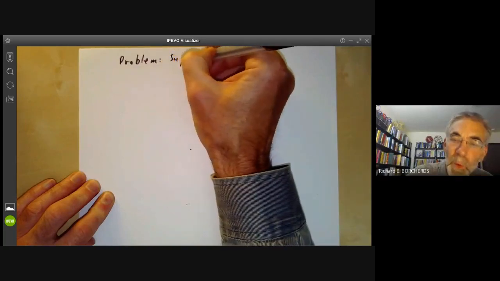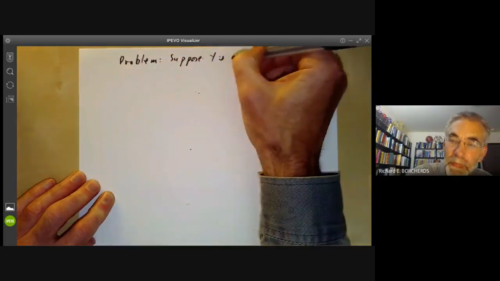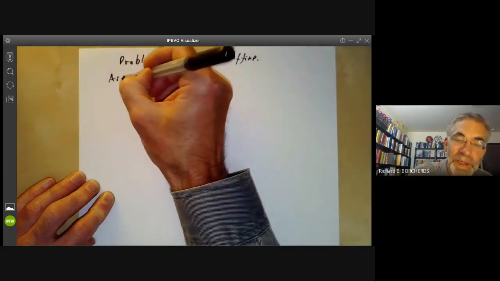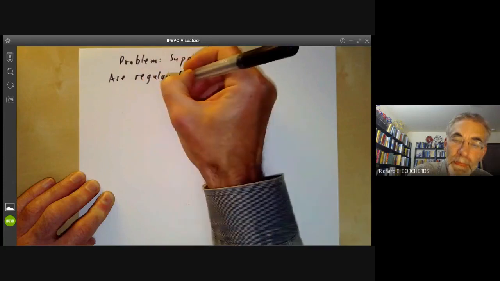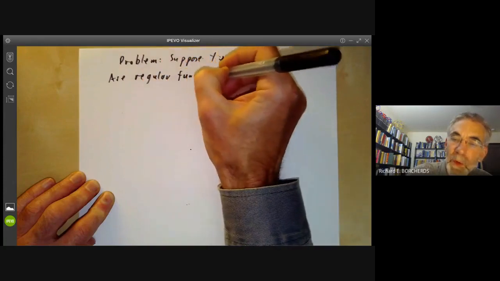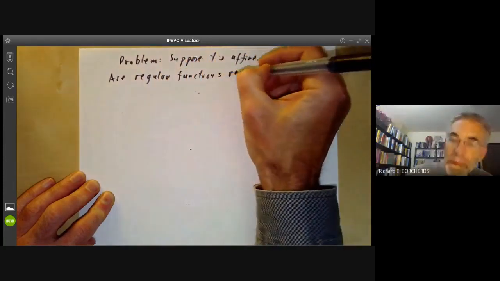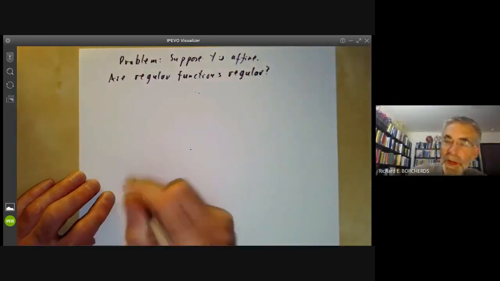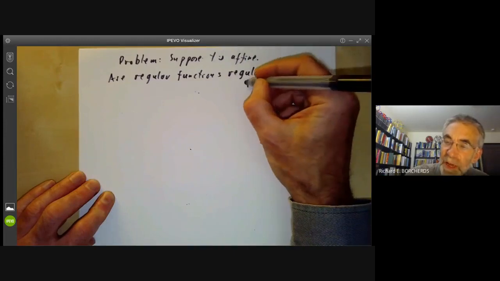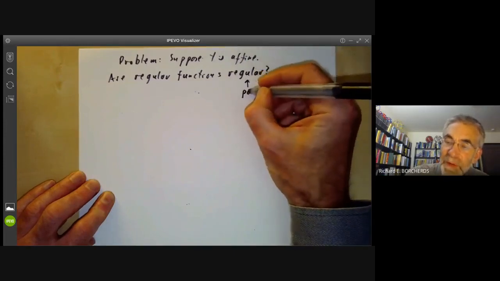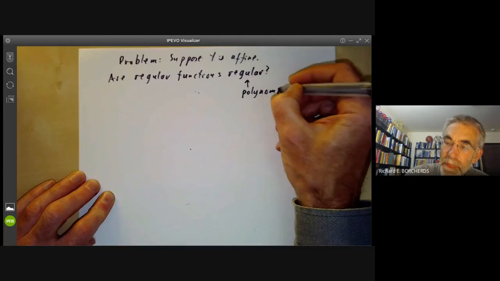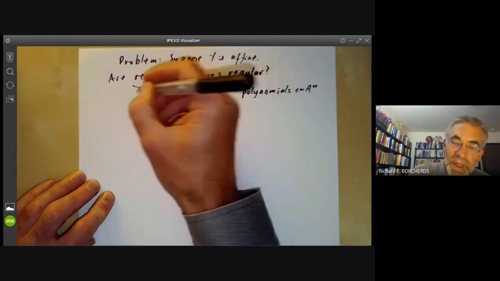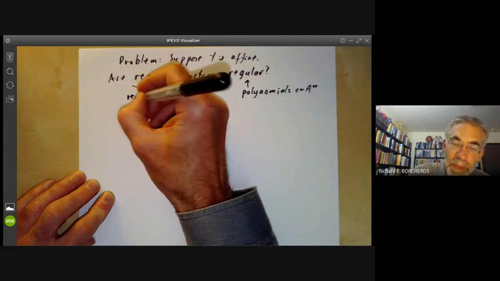Suppose Y is affine. Then we can ask, are regular functions regular? Well, the problem you see is we've defined regular in two ways. So here we have they're defined to be regular if they're polynomials on affine space, and here this means regular at each point.